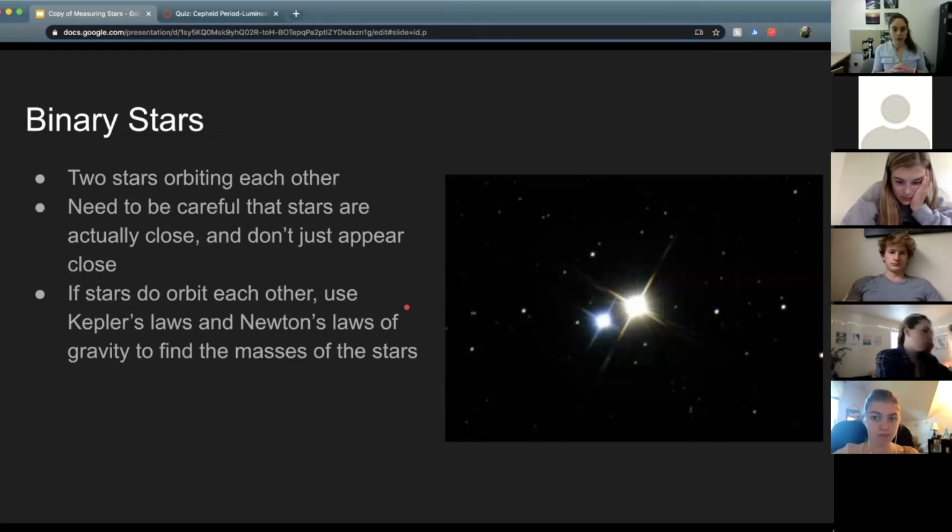So you need to find two stars that are actually close. They don't just appear close, so they actually have to be orbiting each other. And if you can find two stars that are orbiting each other, which a lot of stars are in binary systems, so this is not that difficult to do, then you can use Kepler's laws and Newton's law of gravity to find the masses of the stars. So we can measure their orbit, measure the parameters of their orbit to figure out the masses of the stars.